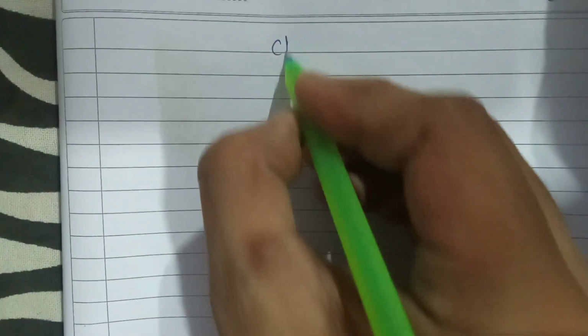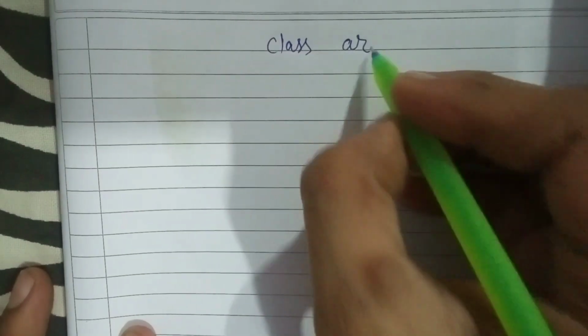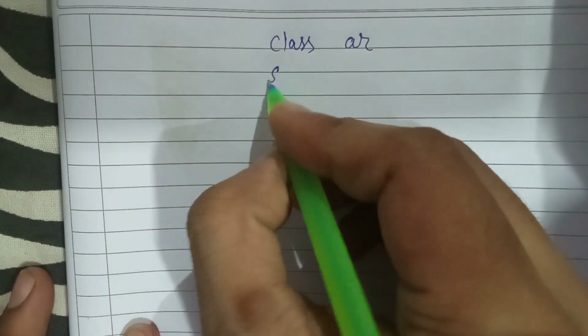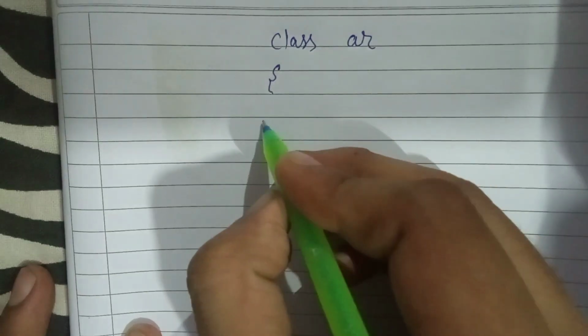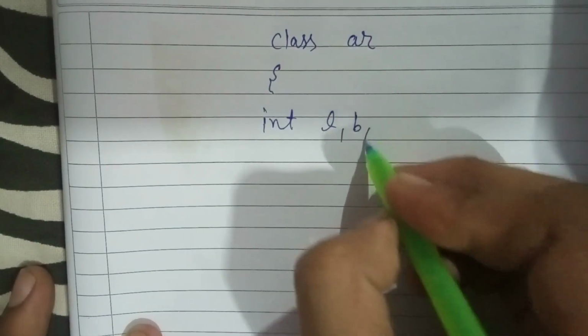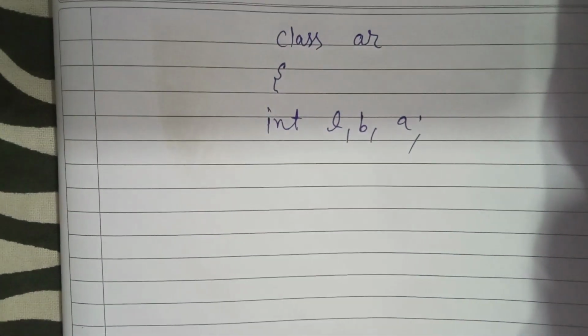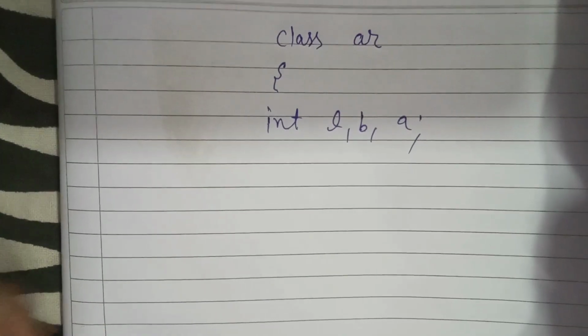Okay, so now we are going to have an example. Here I'll write the name of the class. Let's write the name of the class as AR. Class name is AR, and here we are having some data members such as int L and B, and one I'm writing here A. Three variables of integer type. These are the data members of class AR.